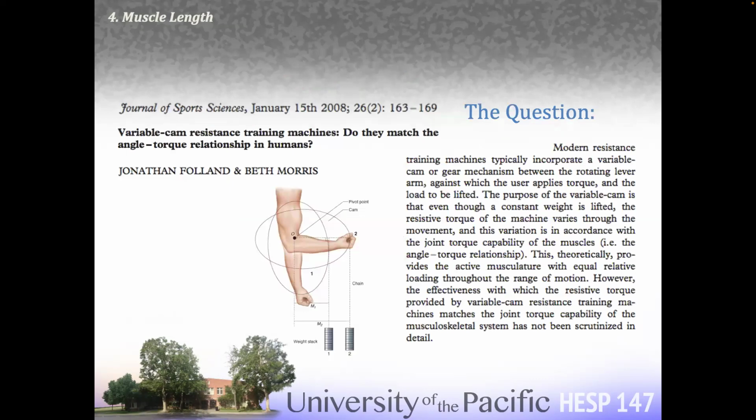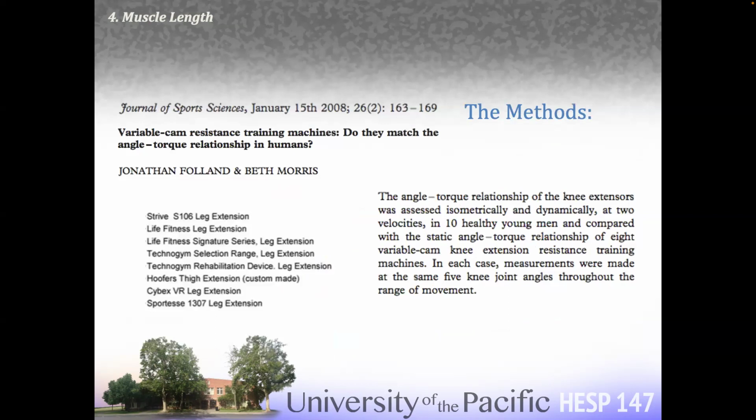Now, remember the premise of variable resistance machines? These try to match the load placed on the muscle to the muscle's force capability throughout the length tension relationship. So it's attempting to make the moment arm of the load largest when the muscle is at its optimal length. This type of equipment has been studied, and this is one of those studies. They looked at 8 different leg extension machines, tested people isometrically and dynamically, and they had 10 male subjects.